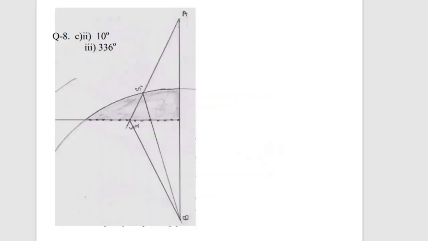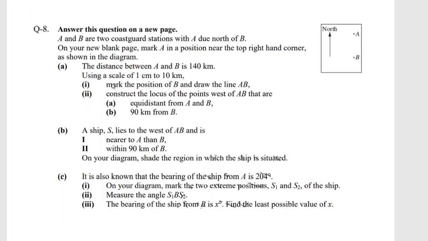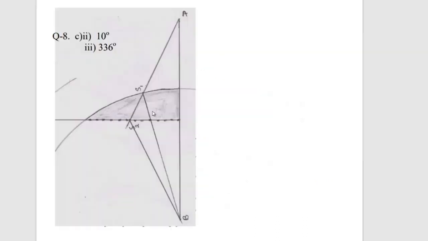So we have drawn points A and B, and A is due north of B, and this line is 14 centimeters. So we have marked point B and have drawn the line AB. Construct the locus of the points west of AB that are equidistant from A and B. Equidistant from A and B is the perpendicular bisector, and it should be west of AB.